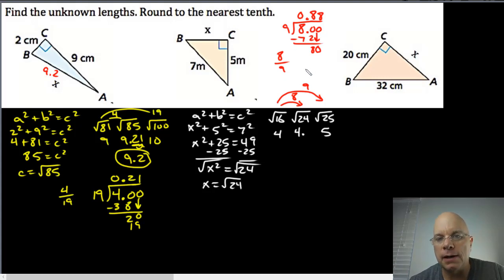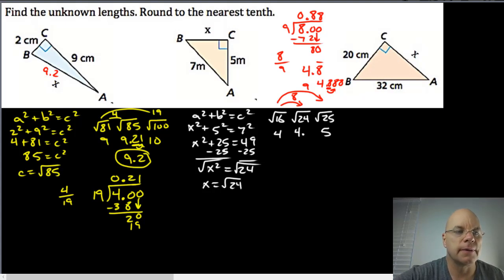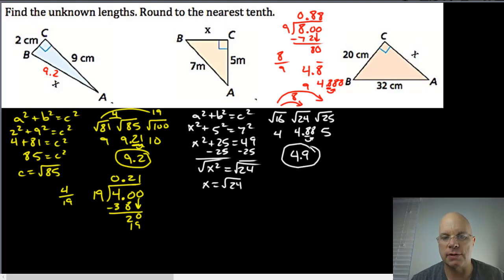So 4.8 repeating, 4.888 rounded to the tenths place will be 4.9 as we predicted. So 4.88 rounded to the nearest tenth is 4 and 9/10.